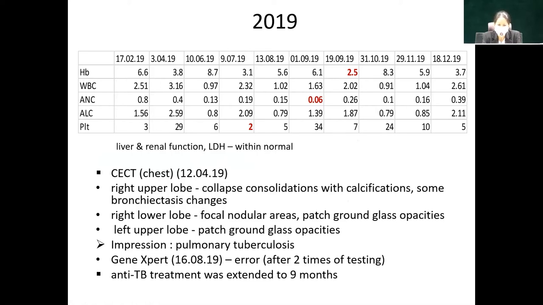In April 2019, CT chest was done and revealed pulmonary tuberculosis. GeneXpert was done in August 2019, but it revealed error after 2 times of testing. So anti-TB treatment was extended to 9 months.